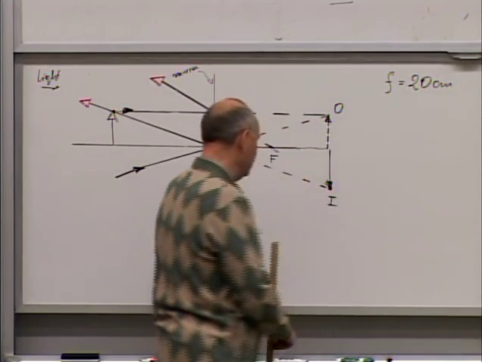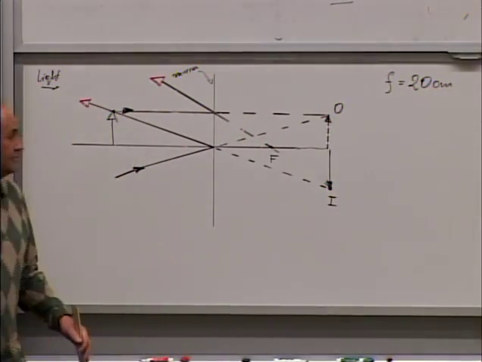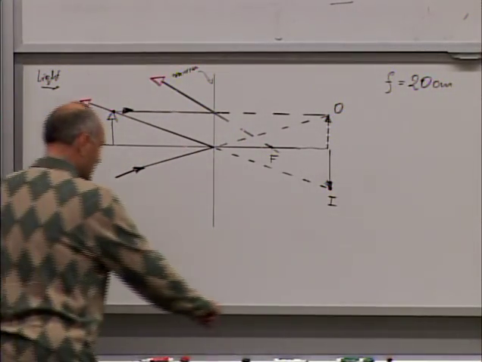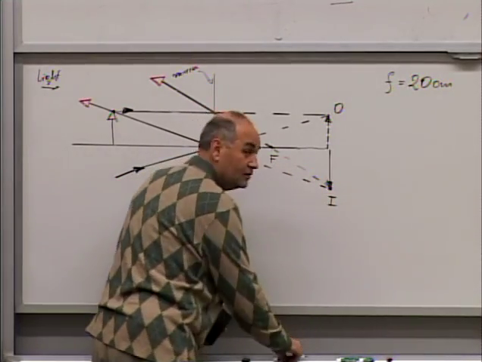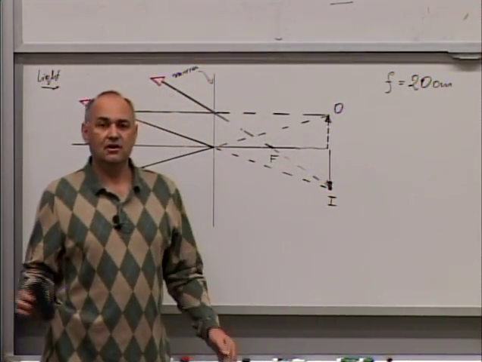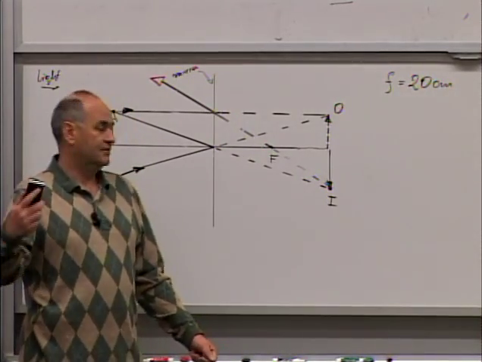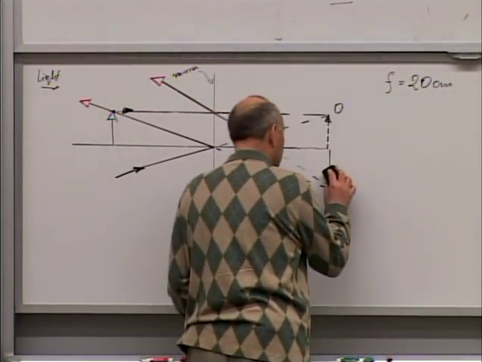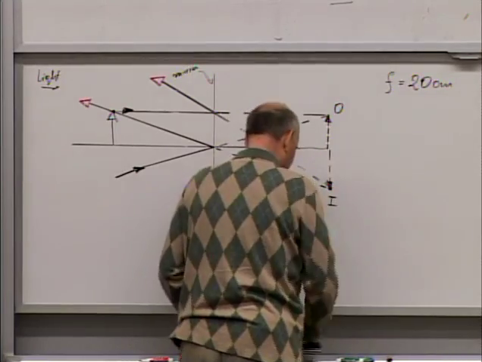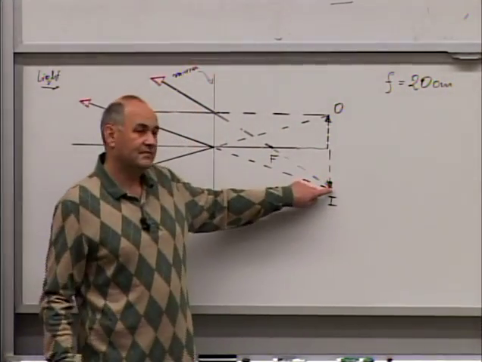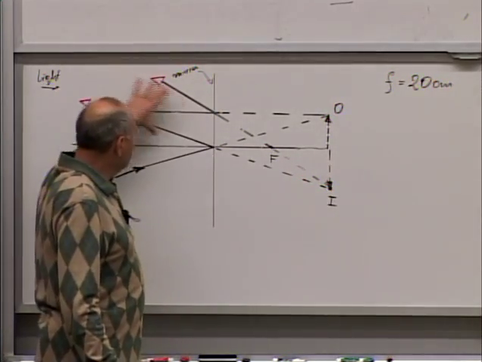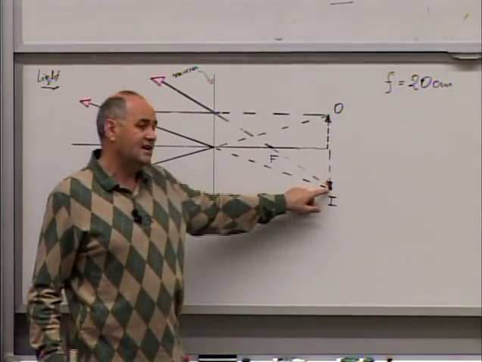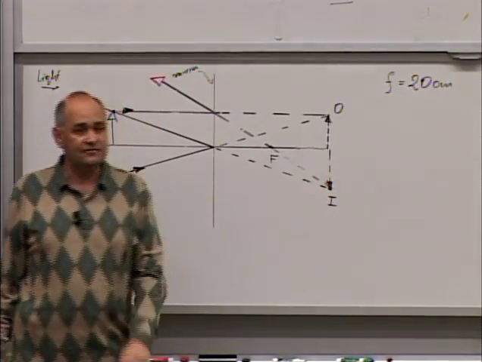Now what kind of image is this? Real or virtual? Who votes that it's real? Who votes that it's virtual? Those of you who voted that it's virtual, you are right. Yet the light never gets there. It is the extensions of the reflected rays that appear to come from that point. So this is a virtual image.